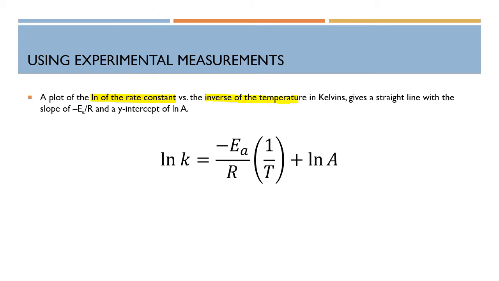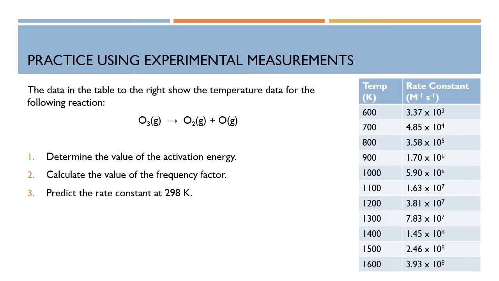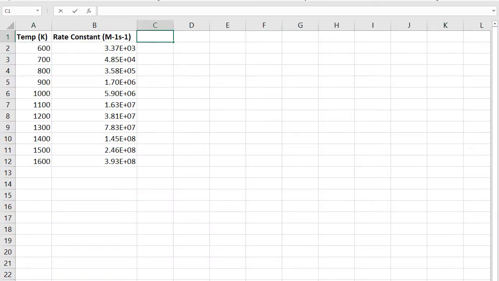Now, the straight line has a slope of negative Ea over R and a y-intercept of the natural log of A. So check this out. It follows the pattern y equals mx plus b. And we can find all of the information that we would need to know about temperature and rate constant using this equation. And we can plot data and create a graph so we can find this information.